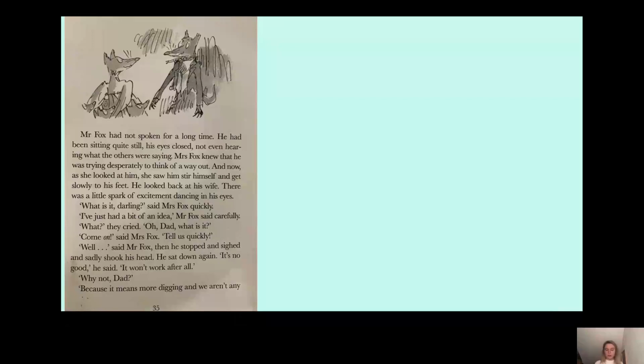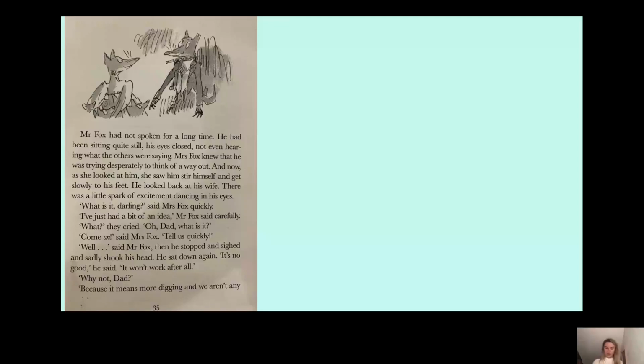So Mr. Fox had not spoken for a long time. He had been sitting quite still, his eyes closed, not even hearing what the others were saying. Mrs. Fox knew that he was trying desperately to think of a way out. And now, as she looked at him, she saw him stir himself and get slowly to his feet. He looked back at his wife.